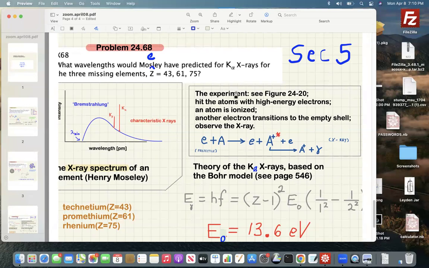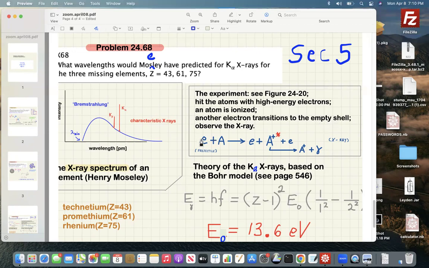So the experiment that's described in this section 5 is to hit the atoms with high energy electrons. That electron will knock out one of the electrons in the atom, leaving an ionized atom. That leaves an empty place, an empty shell for an electron. So a higher energy electron will drop down into that empty shell, and that radiates a photon.